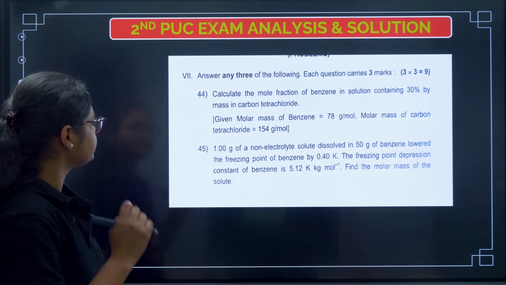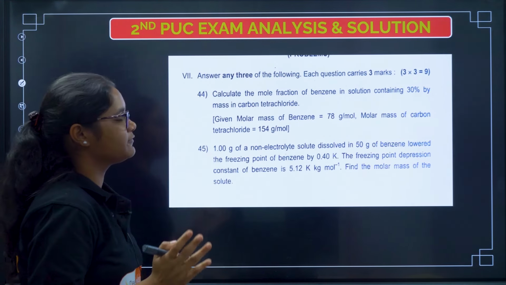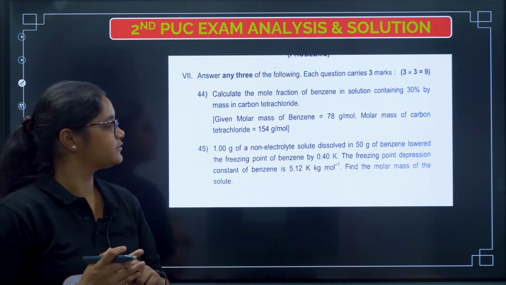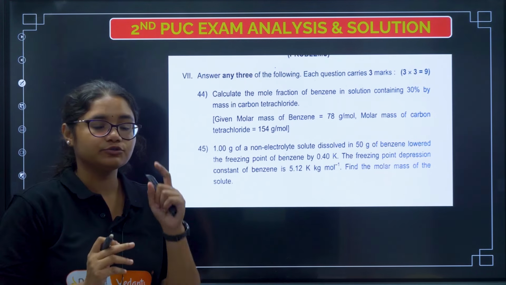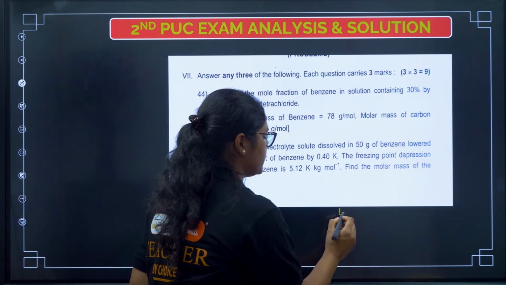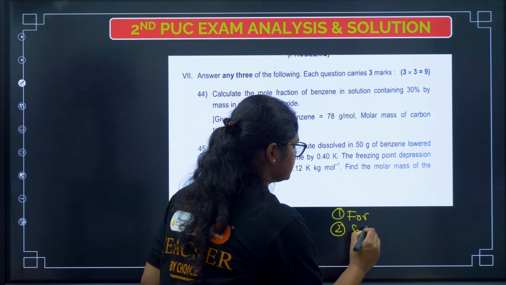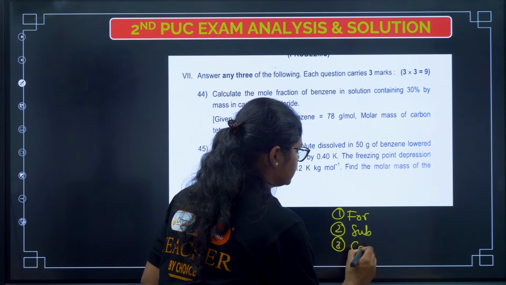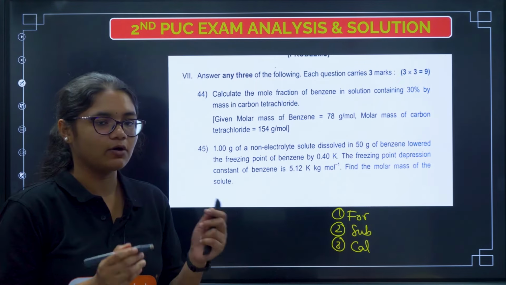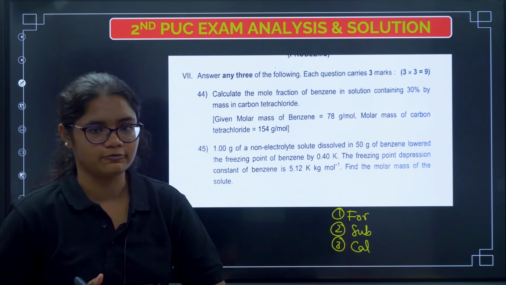Okay, now we have come to the numerical part, physical chemistry questions. So I'll tell you, first you must write the formula. The first point you have to write for the full marks is the formula. Second part is correct substitution. And third is correct calculation. If you have done these 3 steps and all the steps are correct, you will definitely get full marks.